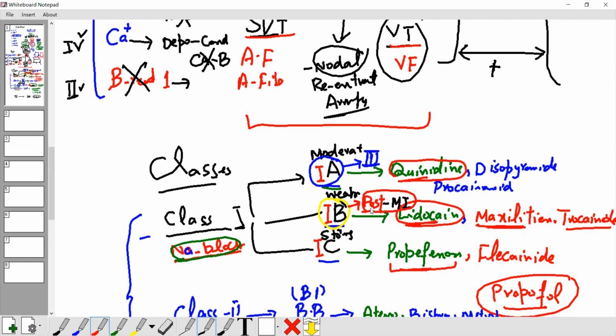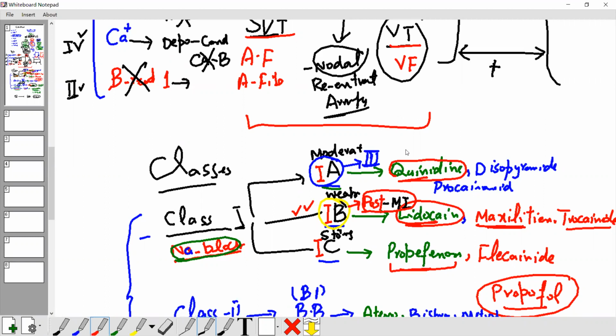So in MI, why does the patient die? Because of arrhythmia. After MI, the patient has arrhythmia. Why arrhythmia? Current of injury is there. So this drug is a golden drug, a golden drug for my life. It's very important, class 1B. That's the importance of class 1B. You can forget every other drug, but never forget this. Class 1B is life saving for the MI patient.